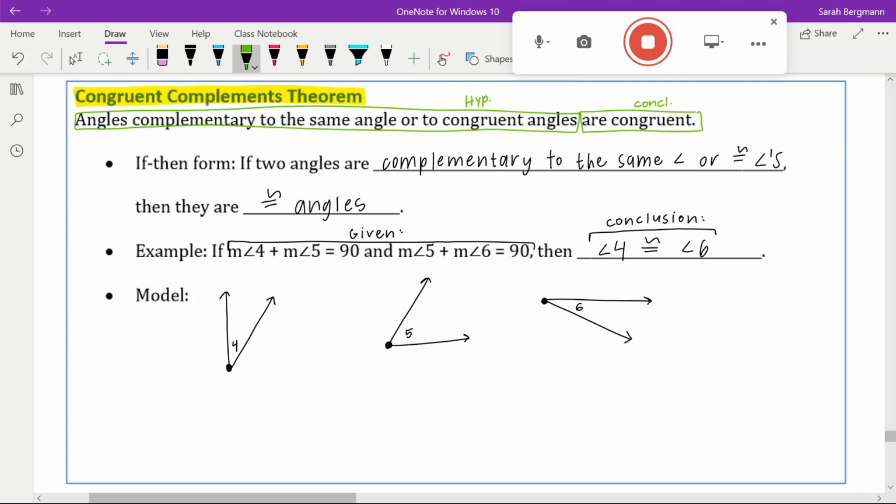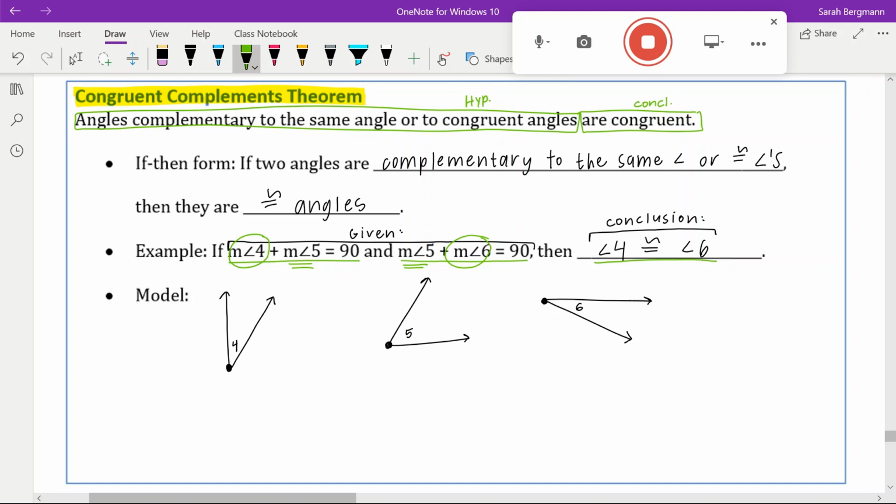So in if-then format, it would say if two angles are complementary to the same angle or congruent angles, then they are congruent angles. So for example, if you know that the measure of angle 4 plus the measure of angle 5 equals 90, therefore angle 4 and 5 are complementary, and you also know the measure of angle 5 plus the measure of angle 6 equals 90, so hence angle 5 and 6 are also complementary, then since angle 6 and angle 4 are both complementary with angle 5, I know angle 4 and angle 6 have to be congruent.